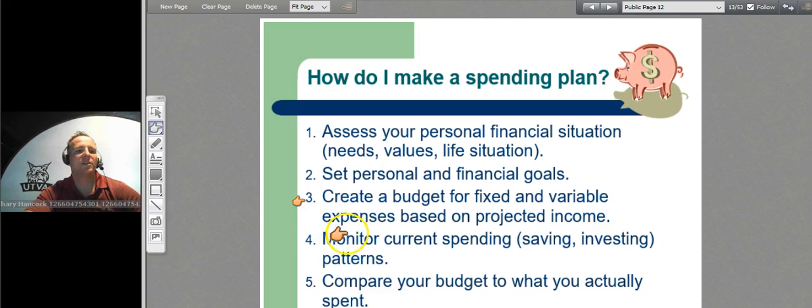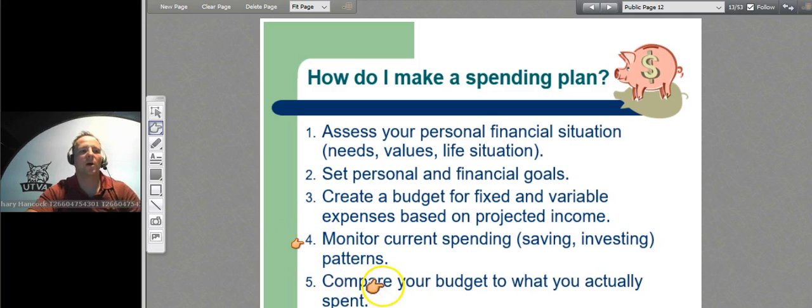Okay. Create a budget for fixed and variable expenses, based on projected income. Fixed expenses are what happens every month. Like you have to pay your phone bill every month or you can't talk on your phone. That would be a fixed expense. You know exactly how much that is every month. A variable cost is something that comes every once in a while, maybe every 2 or 3 months. This might happen, so you want to think about those.